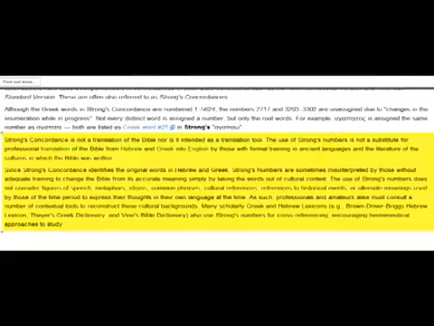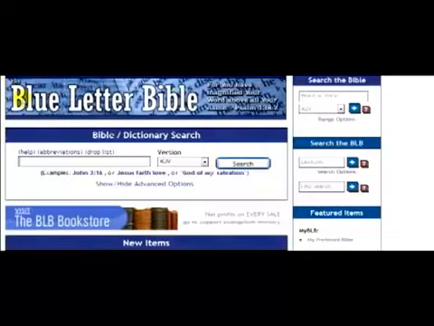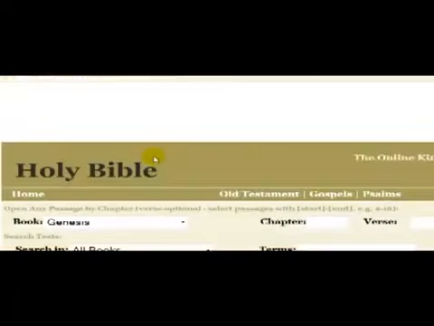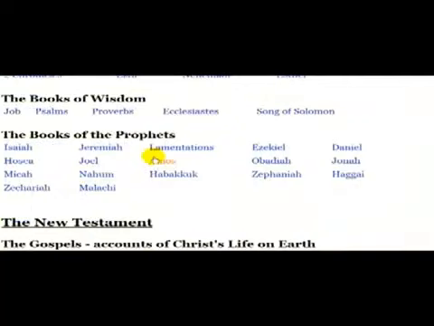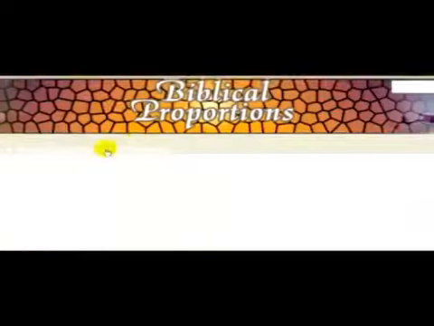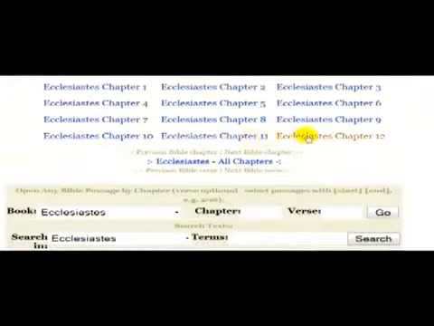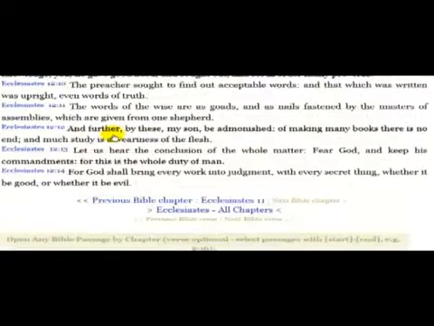You know, matter of fact, before we continue on, I want to get a quick scripture here. Let me pull up the book of Ecclesiastes chapter 12 and verse 12, I believe it is. This is Solomon speaking to his son. It says, and further by these, my son, be admonished of making many books, there is no end. And much study is a weariness of the flesh.